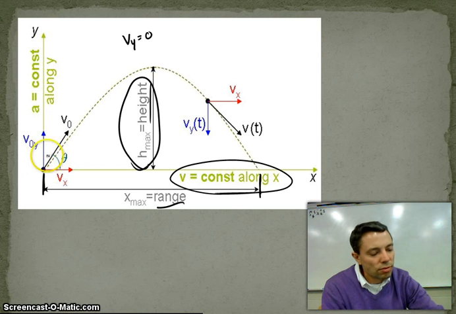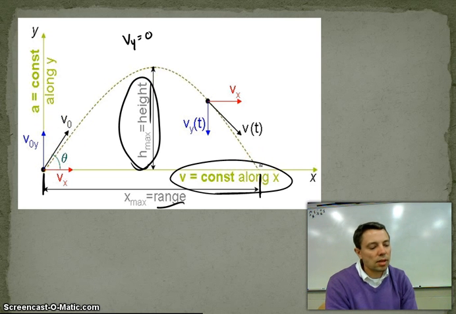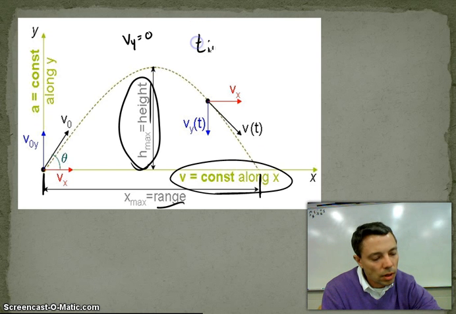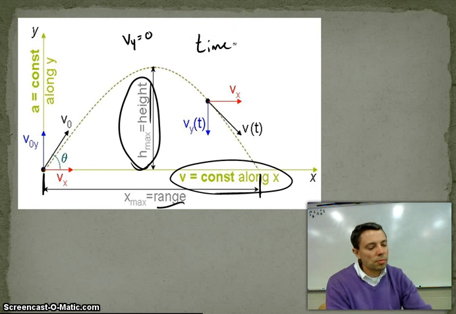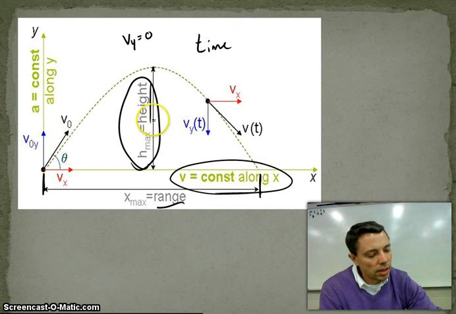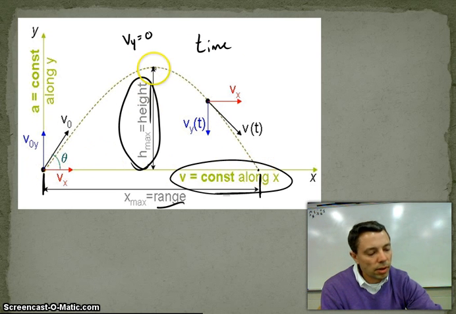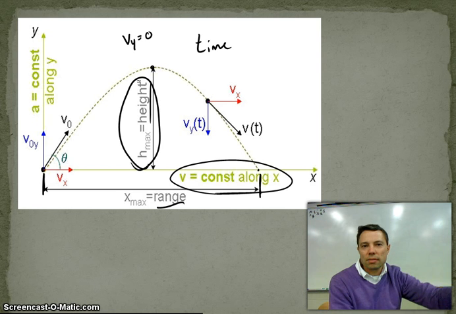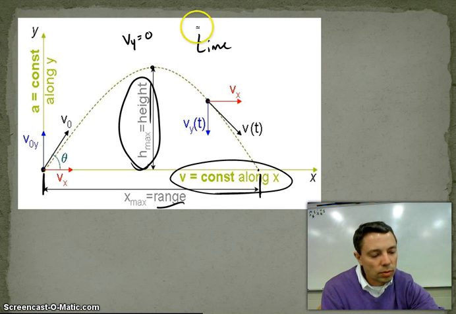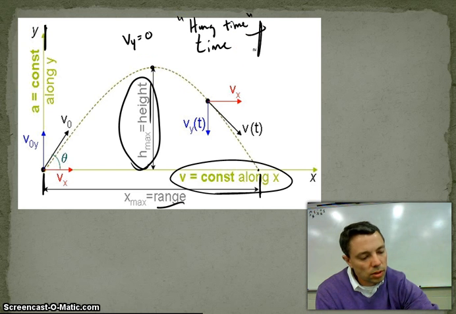So the time of flight happens at the same point. Now, here's how we equate time into this: the time of flight is the time that it takes to get from here over to here. The time to get to the maximum height is actually half of that time. We call the time of flight, or we can refer to this as, the hang time. Hang time is the time to get from this point to this point.